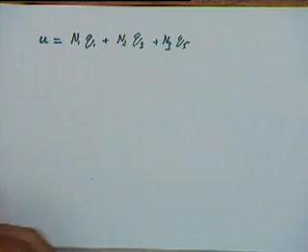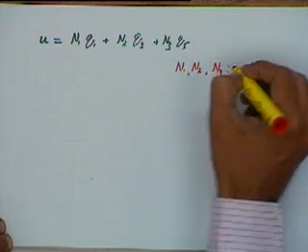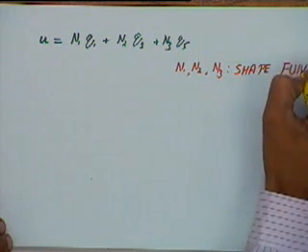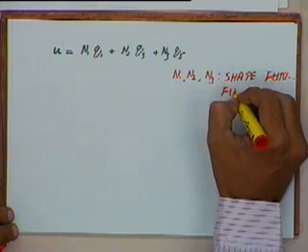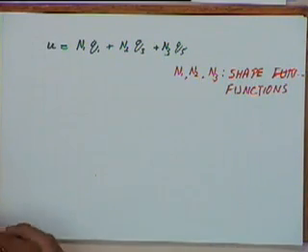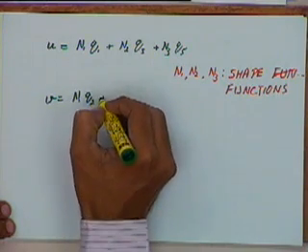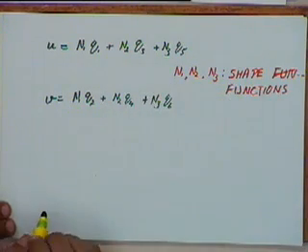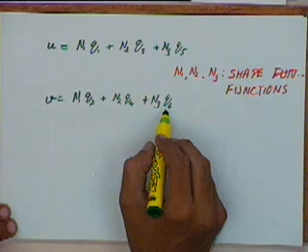Where n1 to n3 are the shape functions. Similarly, deformation in the y direction will be given by n1 q2 plus n2 q4 plus n3 q6, because q2, q4 and q6 are the deformations of the three nodes in the y direction.